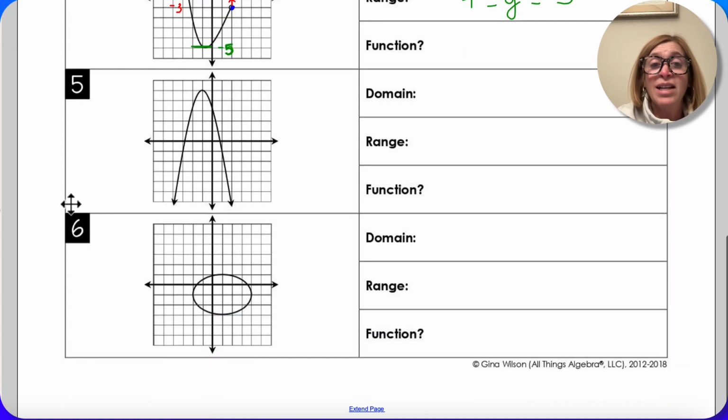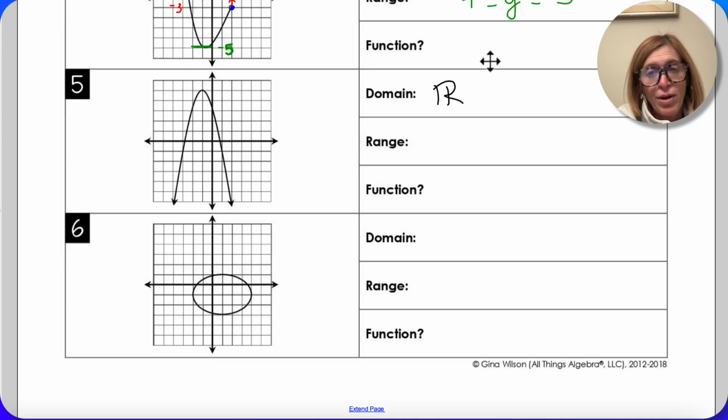Number 5 is a continuous graph. That means that it goes on and on forever. It's got arrows at the end, and that's what's telling me it's continuous. So that means along the x-axis, this graph is going to cross every single x point, so it would be all real numbers. And there's that funny R. Let me actually not use that color. Let's do this. There we go.